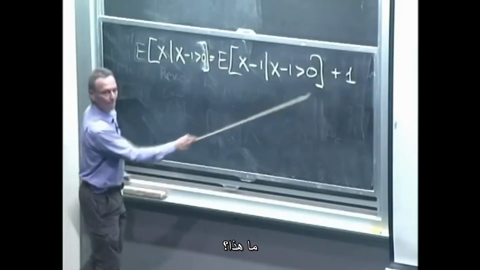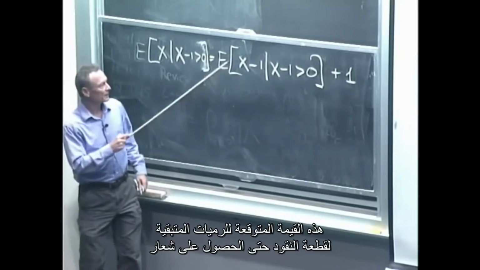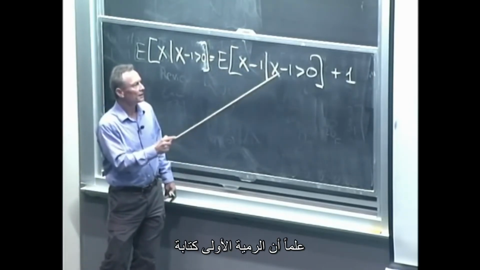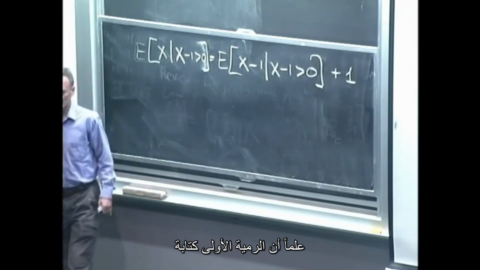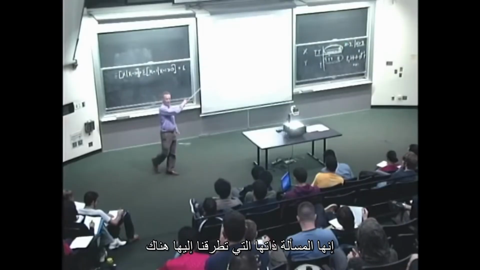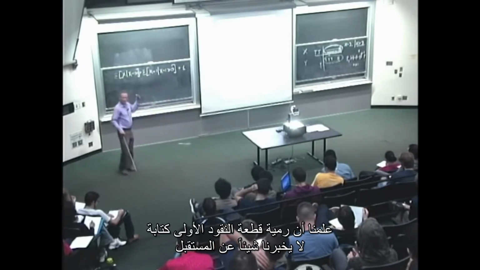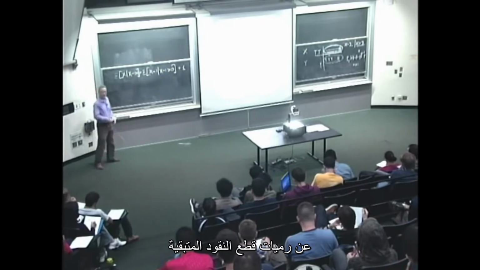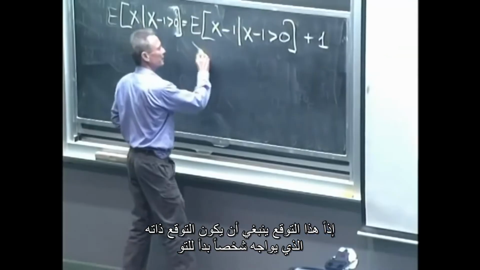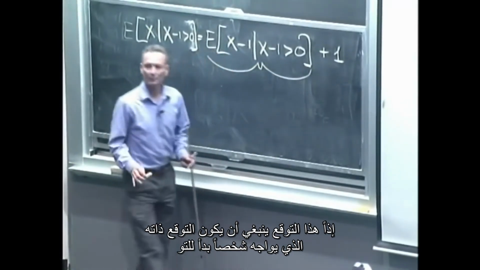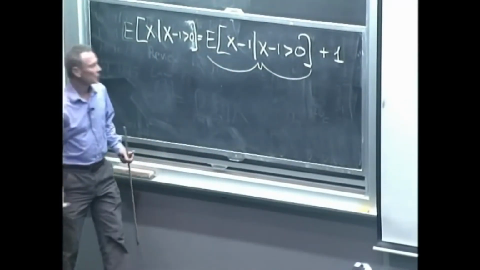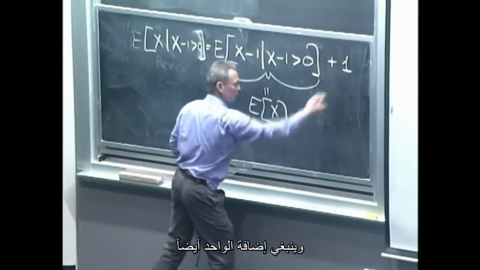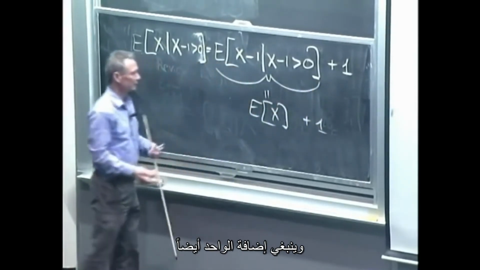Now, what is this? This is the expected value of the remaining coin flips until I obtain heads, given that the first one was tails. It's the same story that we were going through down there. Given that the first coin flip was tails doesn't tell me anything about the future, about the remaining coin flips. So this expectation should be the same as the expectation faced by a person who was starting just now. So this should be equal to the expected value of x itself. And then we have the +1 that's coming from there. Okay?